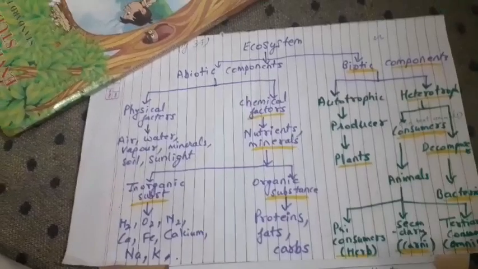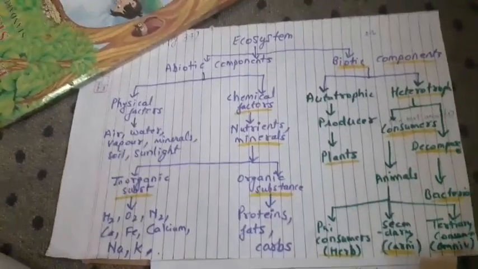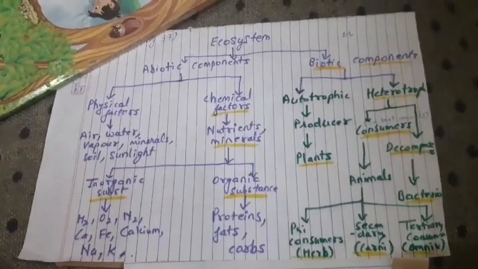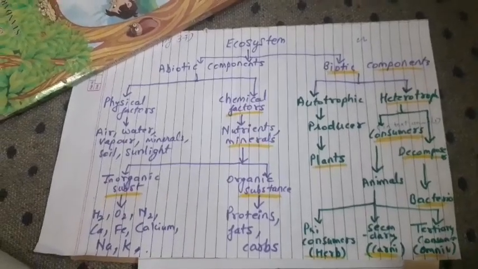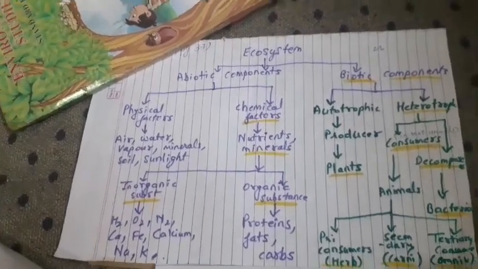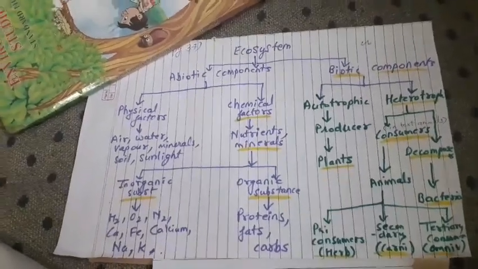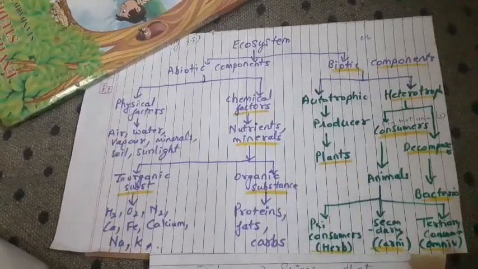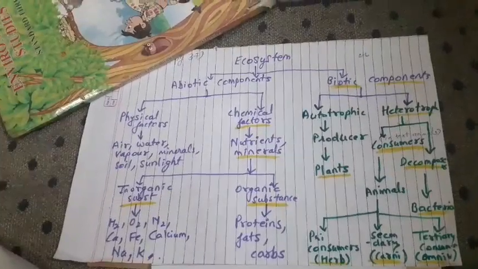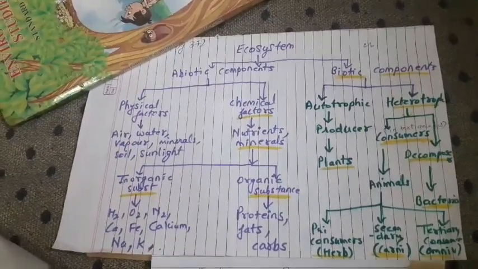This is a continuation of the explanation of lesson number 4, environment management, from the Science 2 chapter. So the next subtopic is about ecosystem. To understand ecosystem better and in more detail, we are now going to see what the ecosystem is made up of.